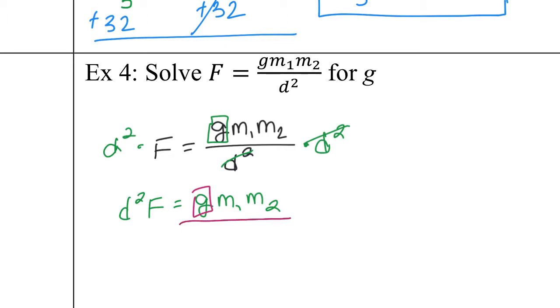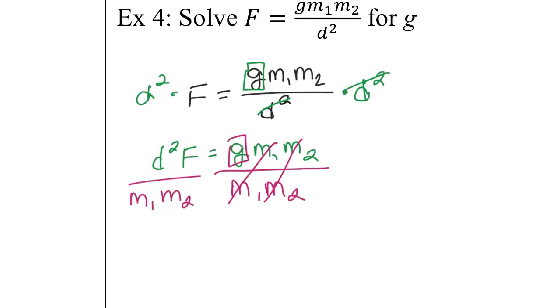And what are the two things we need to get rid of? Well, that's m1 and m2. You can divide by more than one thing at a time. So m1s will cancel, m2s will cancel. And on the right, all you're left with is g, which is what we wanted alone. And on the left, we're just going to leave all these letters exactly where they're at.